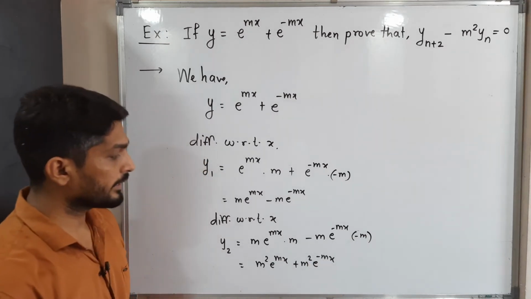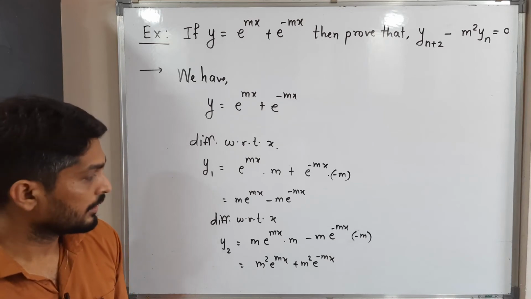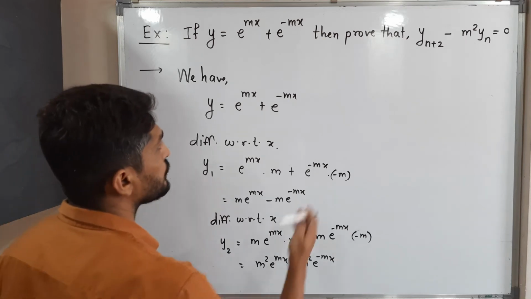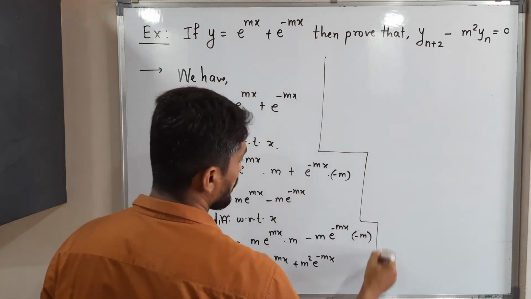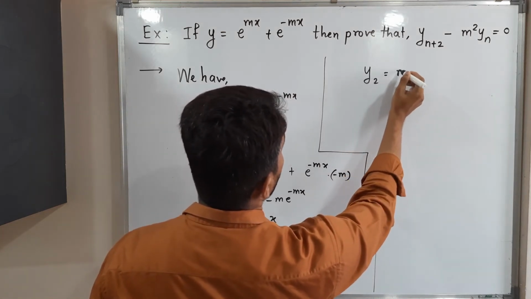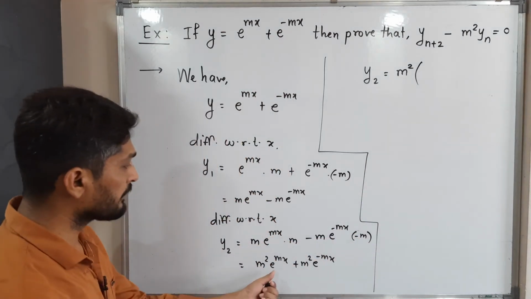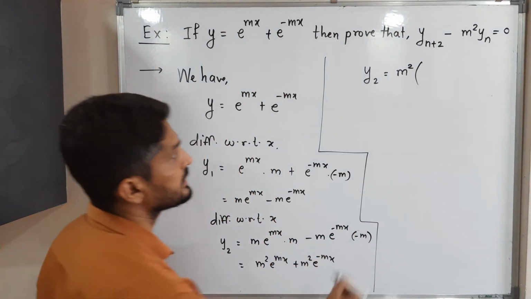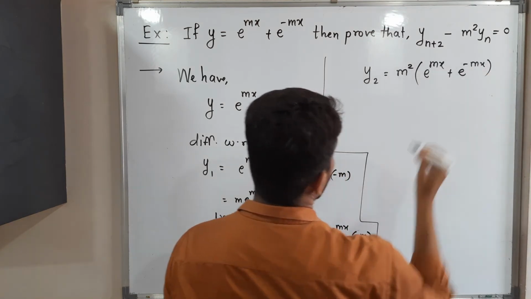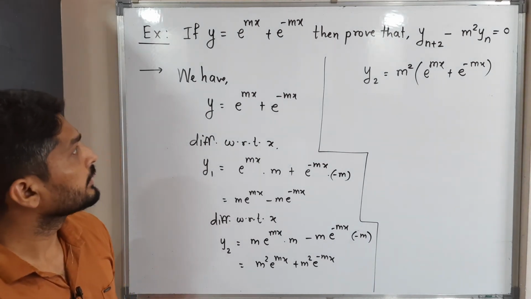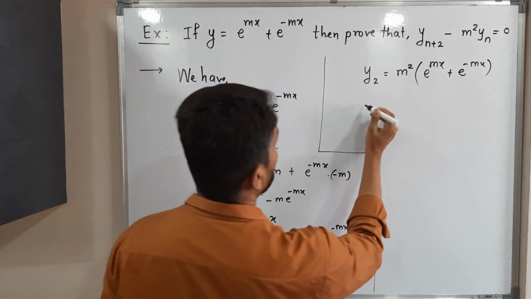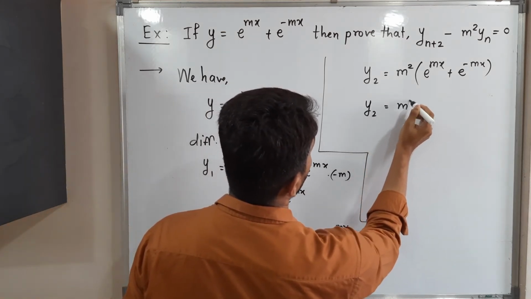Okay, tell me what can we take common? We can take m square common here. So let me write here. We can take m square common. So y2 is equal to m square common. Inside the bracket we have e raised to mx plus e raised to minus mx. But see, we have seen this term somewhere. Yes, that is nothing but our y. So that bracket can be replaced by this y. Okay. So y2 is equal to m square y.